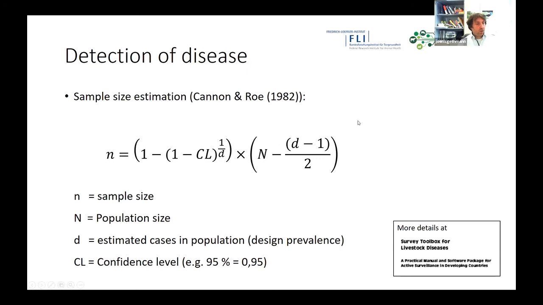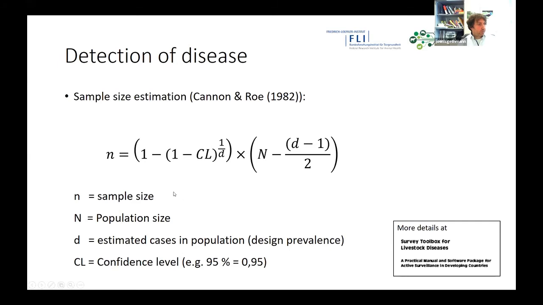Now I want to show you one of the 5 or 6 different equations that are circulating where you can calculate the sample size. In the first step, we want the detection of disease. There's a sample size estimation that was published by Cannon and Rowe, and it's really simple. You have the sample size, you need only the population size N and the estimated cases in your population, based on design prevalence, and you need to know the confidence level.